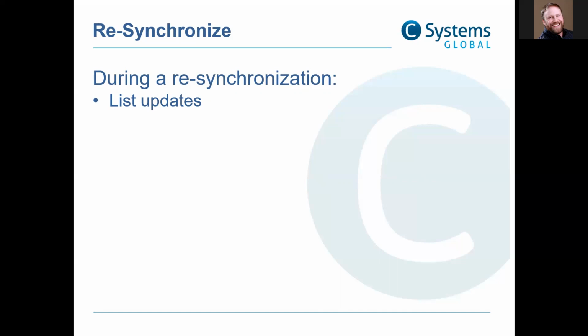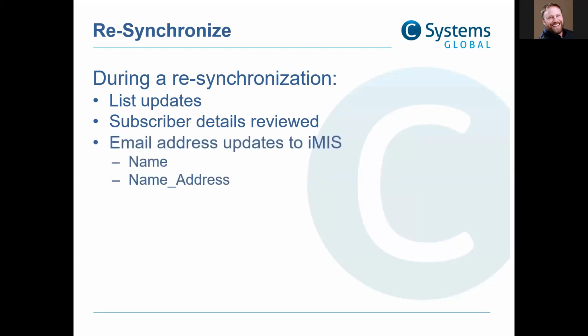Each existing subscriber record will be reviewed during the resynchronization. This will check for changes in the content of the merged data fields for each user. Any email address updates from Mailchimp will be completed in iMIS, and this will update both the name and name address tables in iMIS. Any new activity details, the send, click, open history, will be written into iMIS. Obviously, the extent of this step will depend on the quantity of messages sent from Mailchimp.